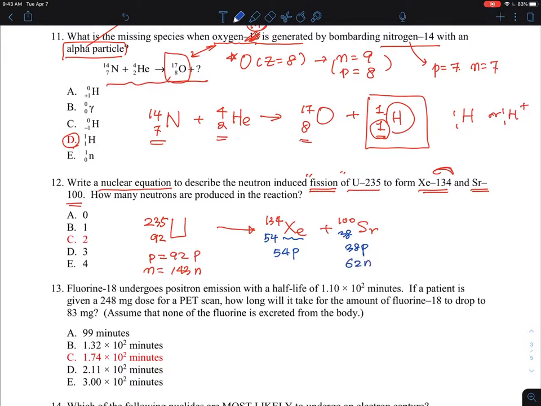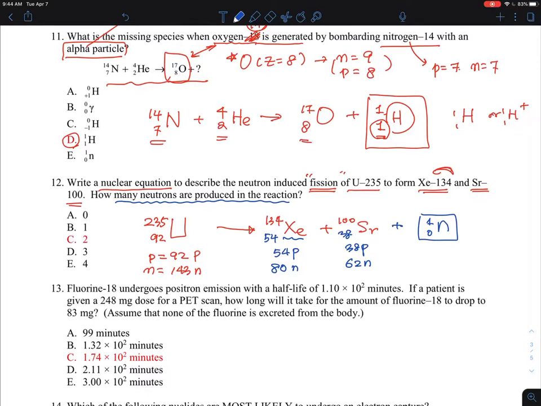62 neutrons, and that's 80 neutrons to make up 134 and 100 mass numbers. So they are asking how many neutrons are produced in this reaction. What that means is there will be something extra, and they want to know how many neutrons are going to be coming out. And a neutron has a mass and no charge, right? So this is a notation you have to keep in mind.